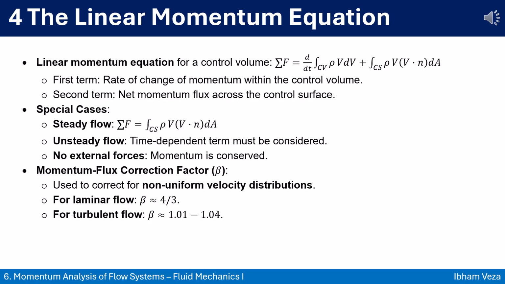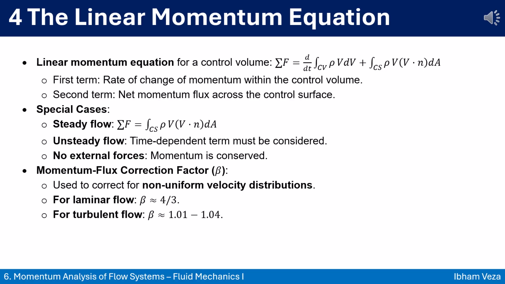For unsteady flow, both terms matter. Momentum is constantly building or dropping. And if no external forces act on the system, total momentum remains conserved. But real-world velocity profiles aren't always uniform. That's where the momentum flux correction factor beta comes in. It adjusts our calculations to account for non-uniform distributions, especially in laminar and turbulent flows.